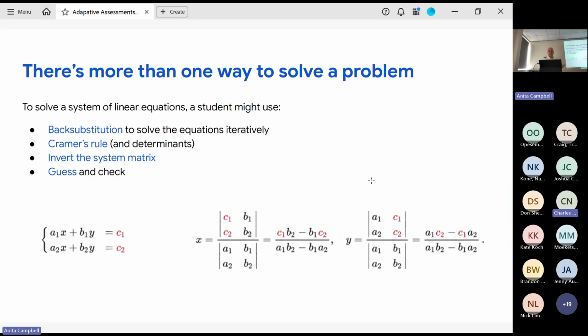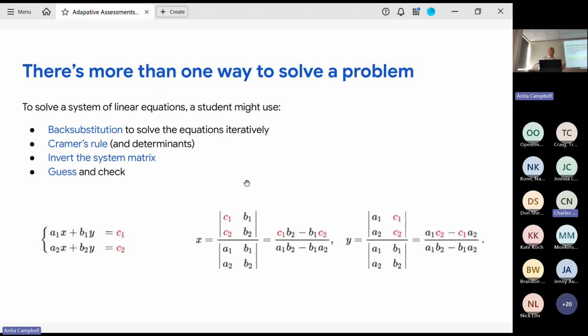So if I ask a student to solve a system of equations like we have in the bottom left, there's a lot of ways they can do this. They can solve for one variable in one equation and plug it into the other one, sometimes called back substitution. They can use Cramer's rule, which is in the bottom right. If they know about matrices and inverting them, they could invert the system matrix and multiply by both sides. Or they could just try and guess the right answer and then check if it works, and so on, right?